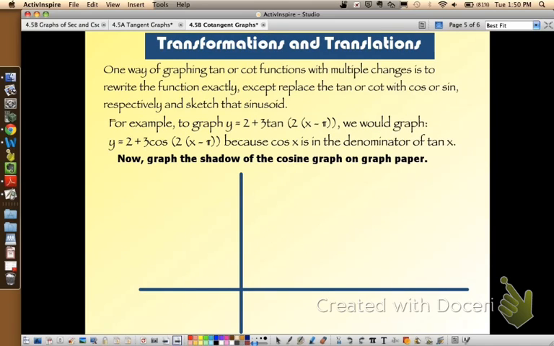So let's take a look at some transformations and translations. One way of graphing tan or cotangent functions with multiple changes is to rewrite the function exactly, except replace the tan or cotan with cosine or sine respectively, and sketch that sinusoid. Now this is not really the shortcut way, but it is the building blocks for the shortcut way. So I want to demonstrate why we can set that bx plus c equal to the left asymptote and right asymptote. And this would be the reason why.